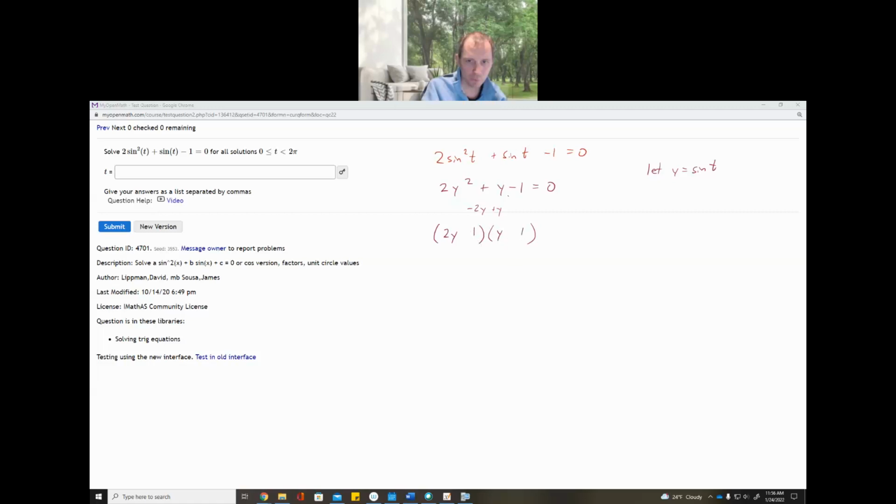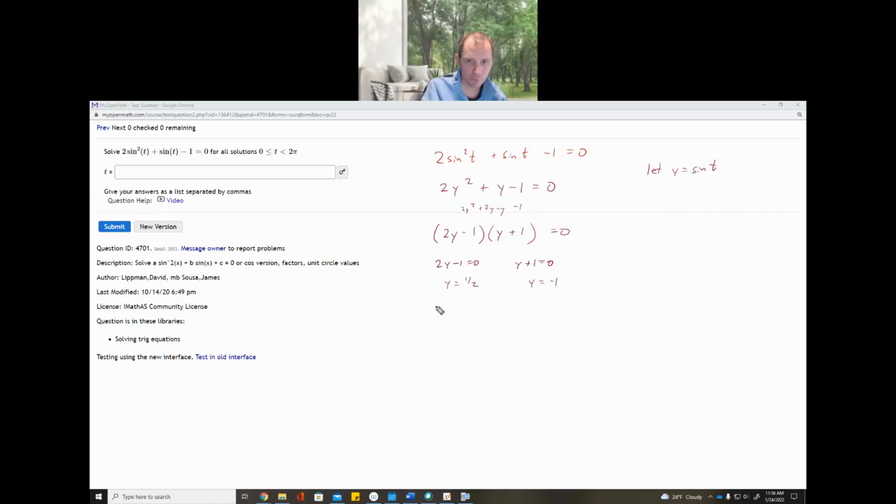So let's go ahead and try minus and plus. Okay, so 2y times y gives me a 2y squared, good. 2y times 1 is plus 2y. Negative 1 times y is minus y. Those add up to y, good. Negative 1 times 1 is negative 1. That checks out, so that's how it factors. So I have 2y minus 1 equals 0 and y plus 1 equals 0. So add 1 and divide by 2. Subtract 1. So now I have solved for y.